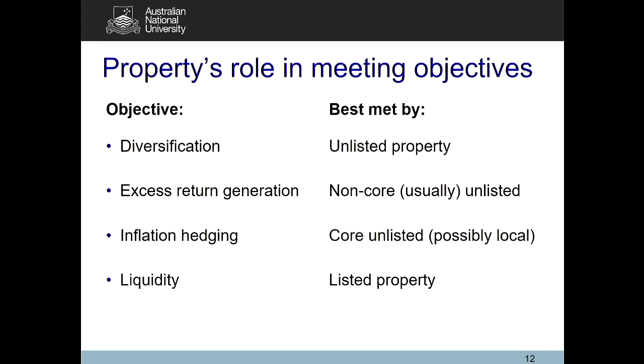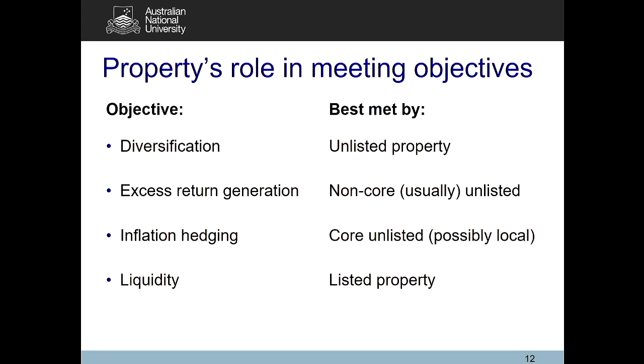So it all depends on how much of each asset class you want to invest in. If you care about diversification, you tend towards unlisted property, because listed property has a higher correlation with equity, particularly in the short term. If you care about excess returns, that will move you towards non-core property, because that's where the value add is, and that tends to be unlisted.